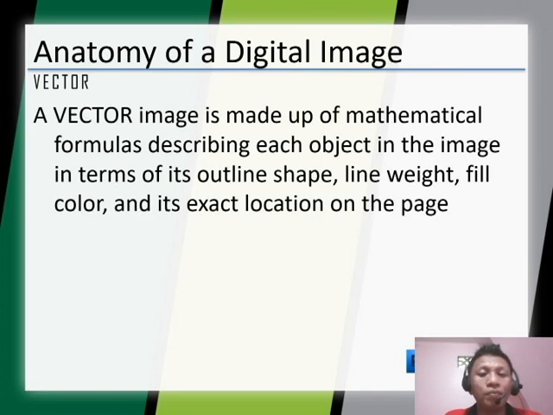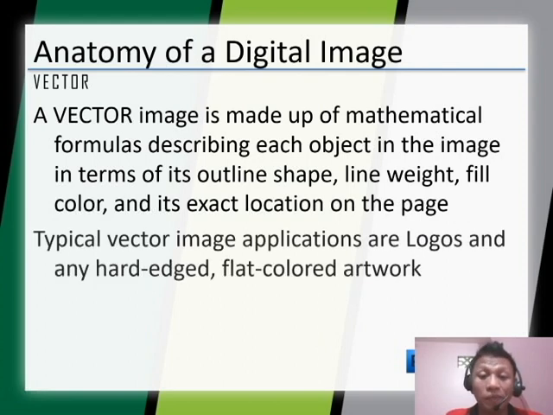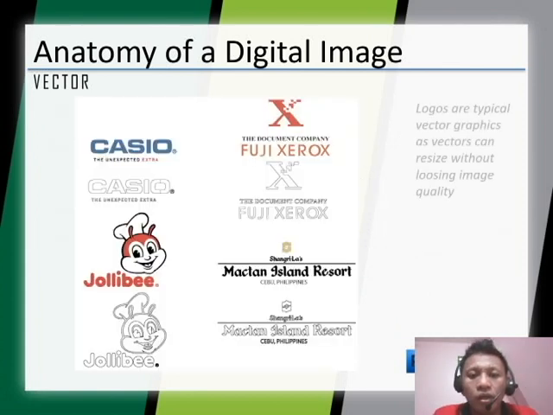What is a vector? A vector image is made up of mathematical formulas describing each object in the image in terms of its outline shape, line width, fill color, and its exact location on the image. Typical vector image applications are logos and any hard edge or flat colored artwork. Examples are logos. Logos are typical vector graphics, as vectors can resize without losing image quality.